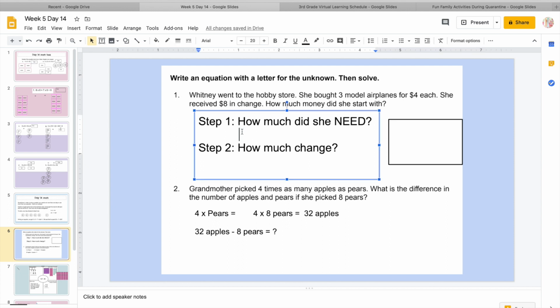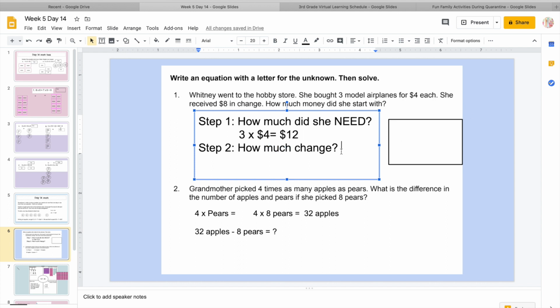First things first, if she's going to buy 3 model airplanes, we know each, which remember is that word that tells us to multiply. We're going to say 3 times 4. I'm going to put 4 fingers up and count 3 on each finger. So 1, 2, 3, 4, 5, 6, 7, 8, 9, 10, 11, 12. So I know she needed $12.